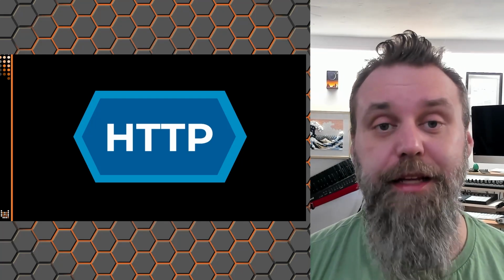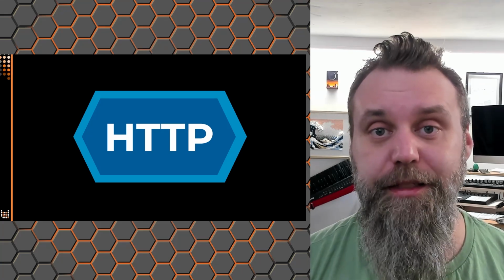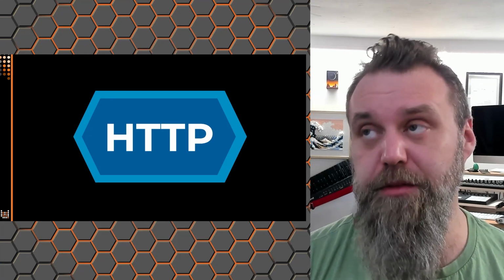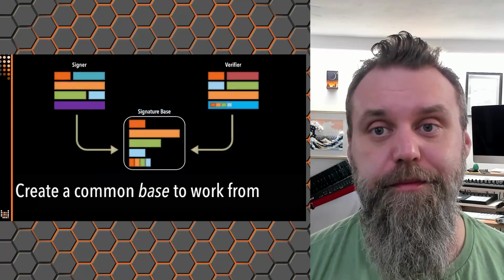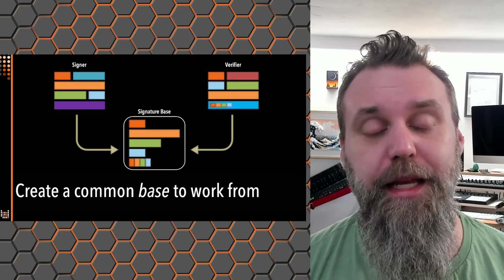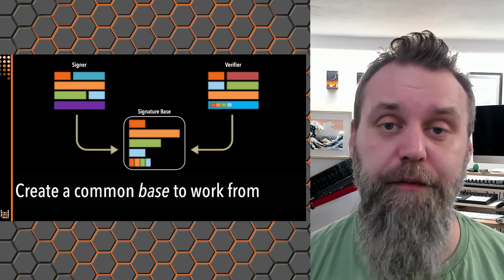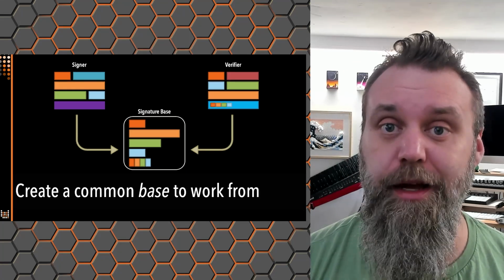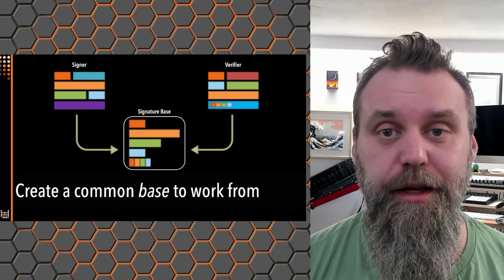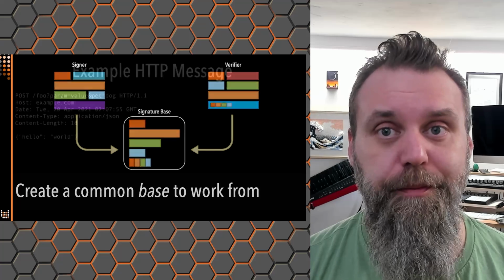And once you get the HTTP stuff to behave, well, then you can actually get the crypto bits to work pretty well. The real key here is that this protocol creates a common base string to work from, something that can be derived from the thing that we sign and the thing that's received. And this is the real key difference from other attempts that have gone before.